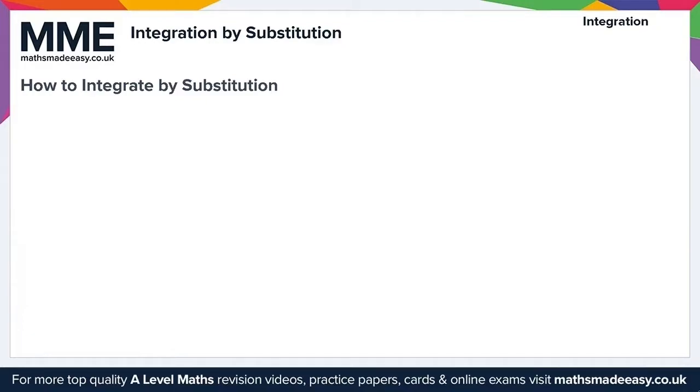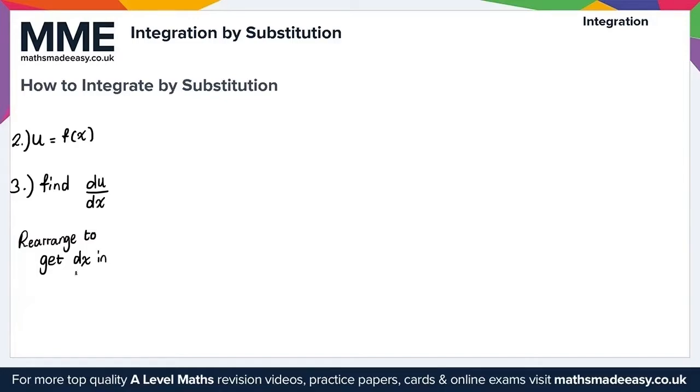Now for step 2 here, we substitute u equals f of x, where f of x is one of the functions of x. Step 3 then, we find du by dx, and then we rearrange to get dx in terms of du.